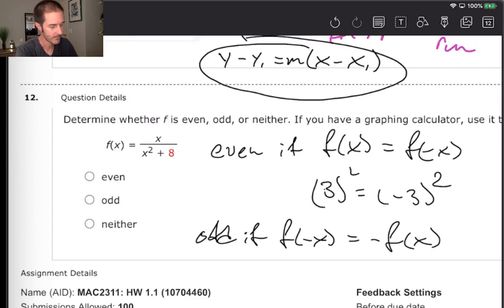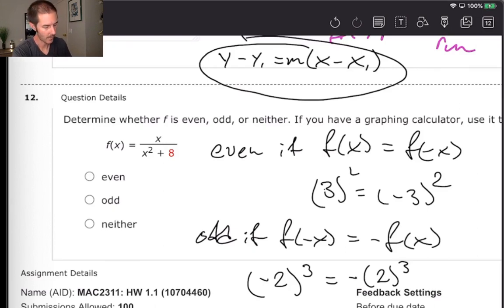For example, -2 to the 3rd power equals negative +2 to the 3rd power. Right? Both of those are equal to -8. So cubing would be considered an odd function. And if both of those tests fail, then you're working with a function that is neither even nor odd.